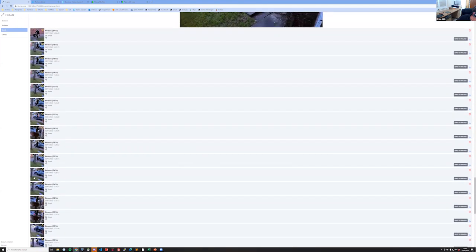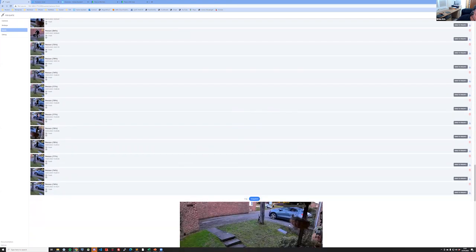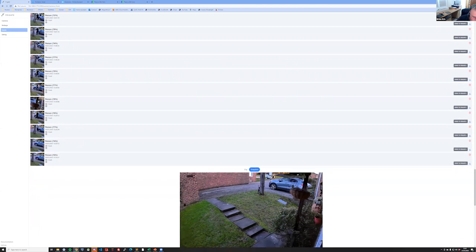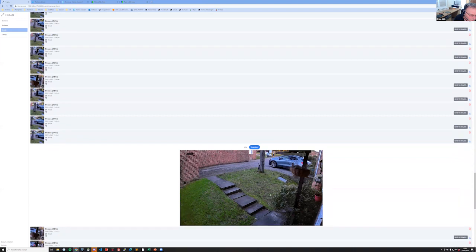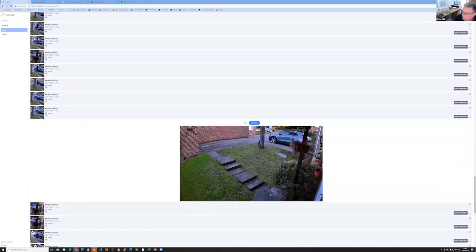So it's pretty good. Even this one over here, where the person's very small in the distance, it still picks him up as a person. So yeah, it's pretty good. It's vastly better than using motion.